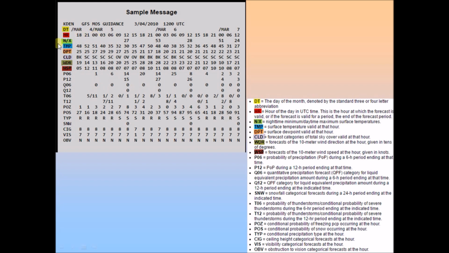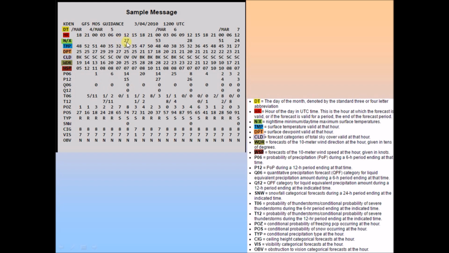This is why I said in the previous video it's very, very important to understand how to read Zulu time. Now the next line, the N and the X, you can see that there's only a couple numbers on this line. This is the nighttime minimum and daytime maximum surface temperatures. So these are the highs and the lows of the day. So you can see that by 12Z on March 5th, the lowest temperature recorded right before sunrise is predicted to be 27 degrees.